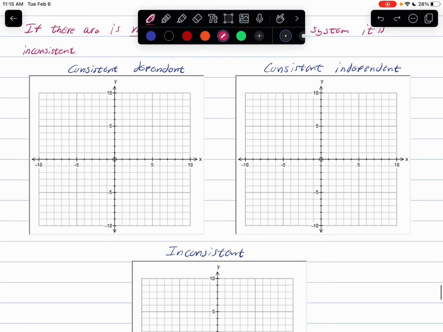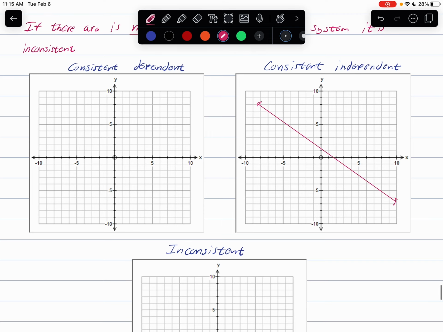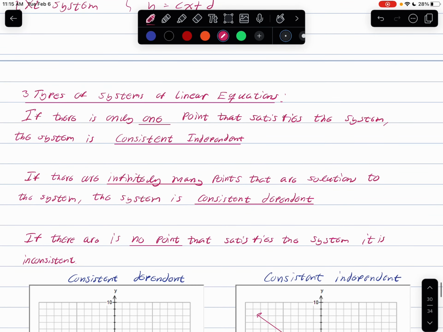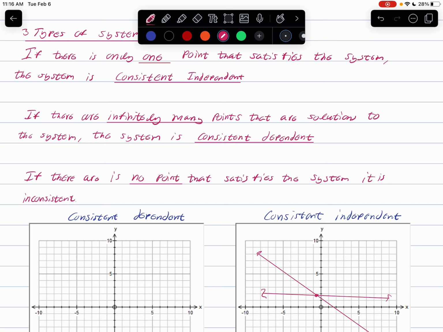Let's say we have one linear equation that looks like this, so it creates a line. This is your second line here. A consistent independent system of linear equations is any system of equations that has exactly one point where they touch. This means they have two lines that are going to intersect at exactly one point. So when we find the solution to this type of system, we're finding the point where these two lines are intersecting. We'll get to solving the solutions in a minute.